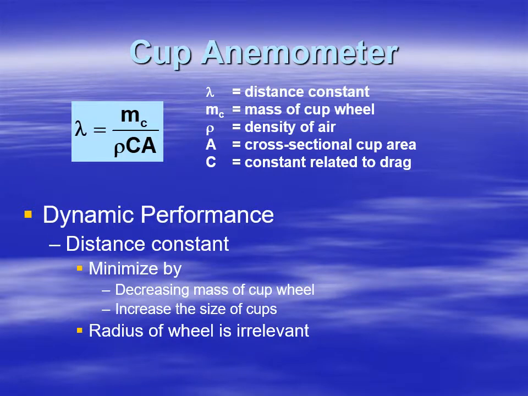It says that if you want to minimize your distance constant, then you have to make the cup wheel light. You need to increase the size of the cups and of course decrease the mass of the cups. But for that matter, the radius of the wheel, how big that cup wheel is, is irrelevant, except as it relates to the mass.